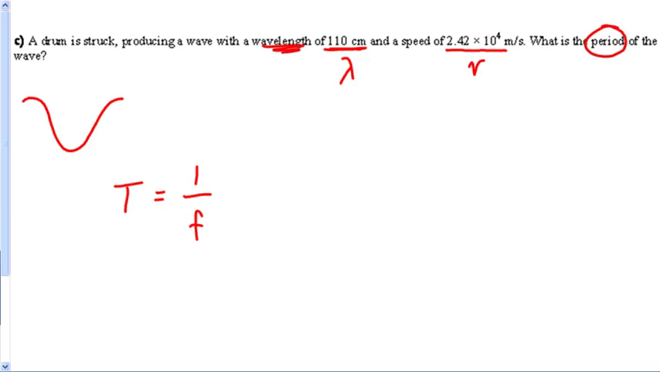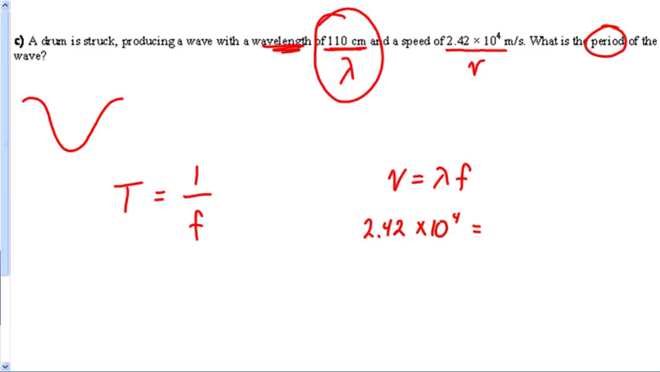Now let's come back, and, well, it didn't give us frequency. Hey, wait a second, but it gave us all this other stuff. So V is equal to lambda times F. V is 2.42 times 10 to the 4. That's equal to a wavelength times F. Now, that's my V. Wavelength, though, I've given you in centimeters. Well, let's see. There's 110 centimeters. There's 100 centimeters per meter, so that's pretty easy math. That's going to be 110 divided by 100, so that is 1.1 meters for a wavelength.